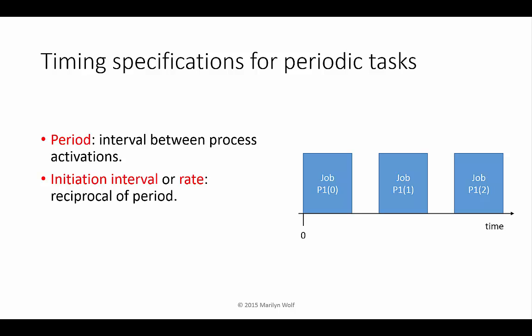We'll concentrate, for the most part, on periodic tasks. And for those, we want to think about the period of the processes. That's the interval between process activations. Okay? So here's a set of jobs, and we can identify the period at which those are executed. The initiation interval, or the rate, is simply the reciprocal of the period, or 1 over the period.